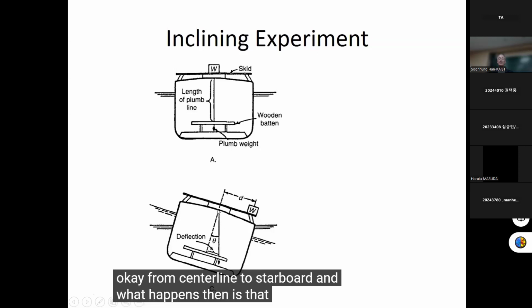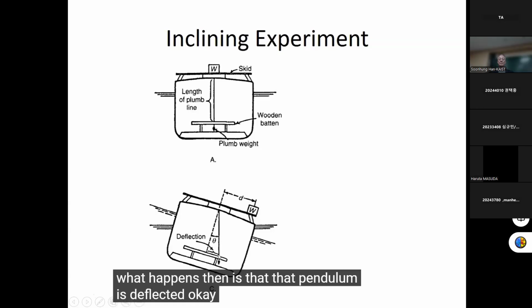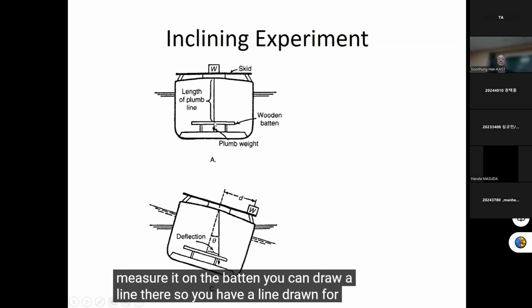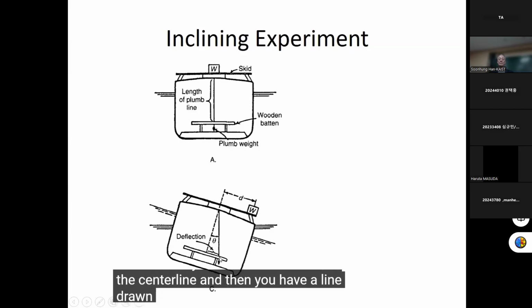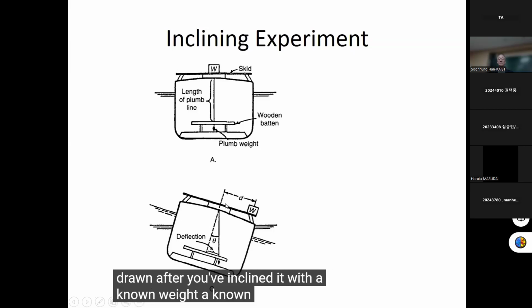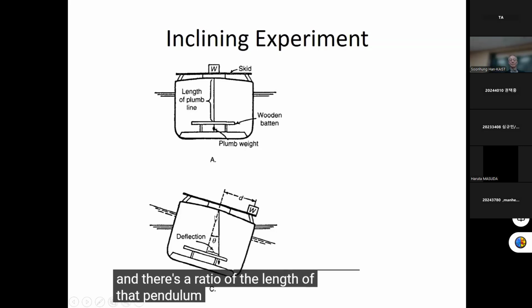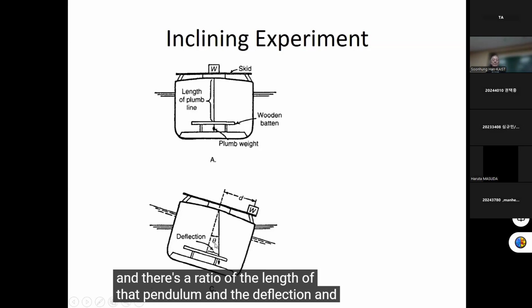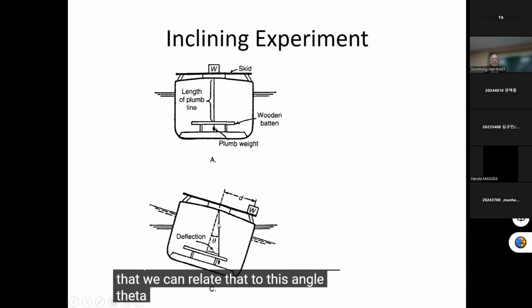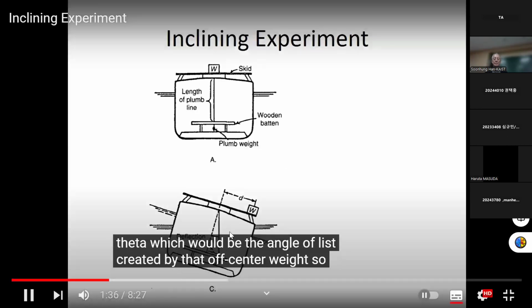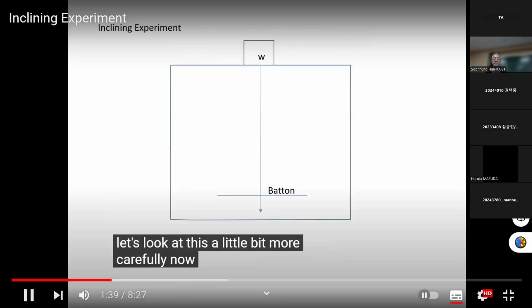What happens then is that the pendulum is deflected. It's deflected a certain distance, and you can actually measure it on the batten. You can draw a line there. So you have a line drawn for the center line, and then a line drawn after you've inclined it with a known weight and known distance off the center line. Now you have a deflection, and there's a ratio of the length of that pendulum and the deflection. We can relate that to this angle theta, which would be the angle of list created by that off-center weight. So let's look at this a little bit more carefully now.